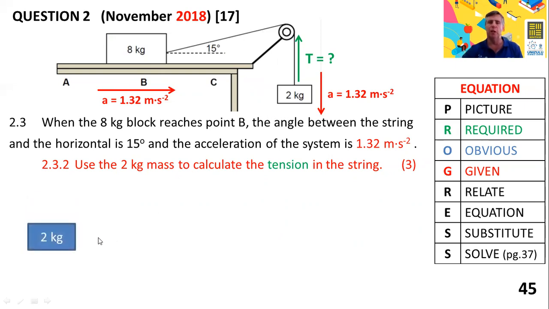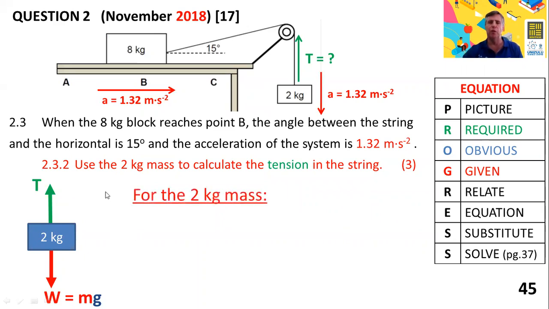So we take the 2 kilogram block and we can do a little free body diagram. It has a weight pushing downwards, which is simply its mass times g. It has a tension force pulling upwards. And that's a tension force we want to calculate. So for the 2 kilogram mass, F net equals ma. As I said, that will be your most important equation.